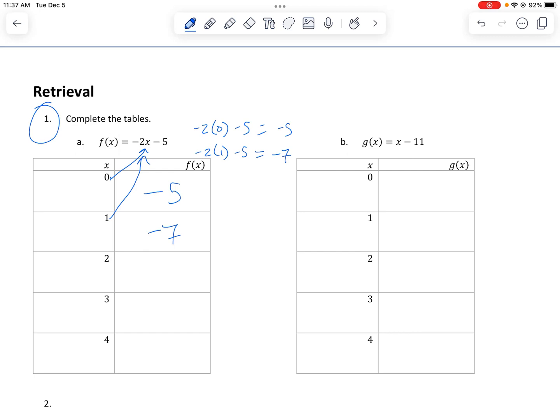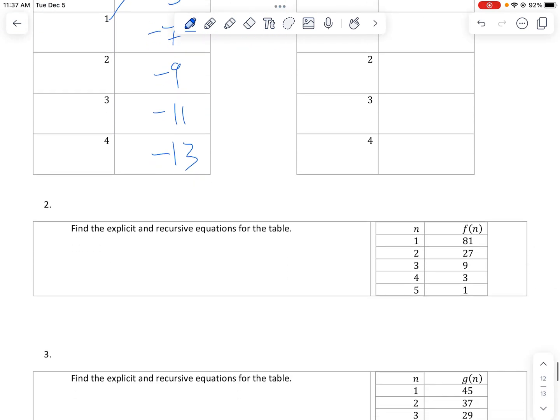Or you can use the fact that you know something about how functions work. This is a linear function. The y-intercept's negative 5 and the slope's negative 2. And so in my table, I start at negative 5 when x is 0. And then it's just going down by 2 each time. Down 2, down 2, down 2. So we got negative 9, negative 11, and negative 13. So that's what's going on filling in the tables.